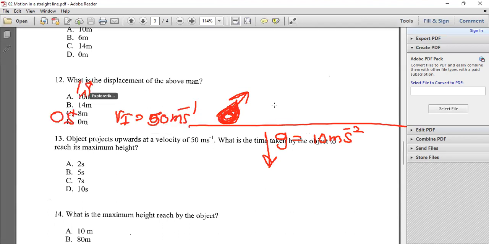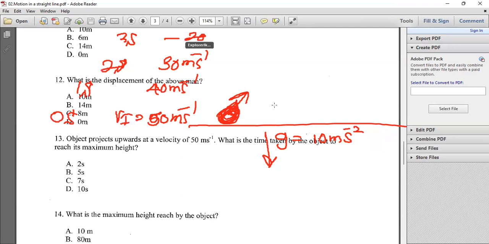First second, the velocity of the object reduces to 40 m/s. Second second, it reduces to 30 m/s. Third second, to 20 m/s. Fourth second, to 10 m/s. Fifth second, to 0 m/s. What do they ask us for?